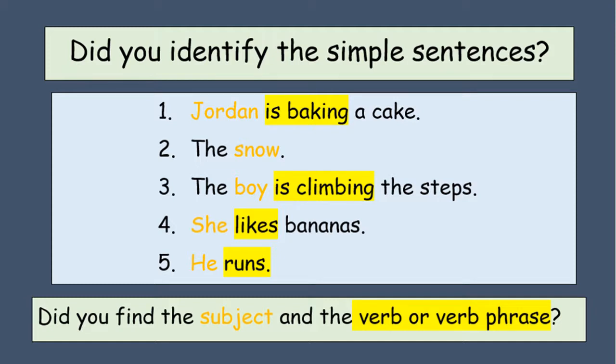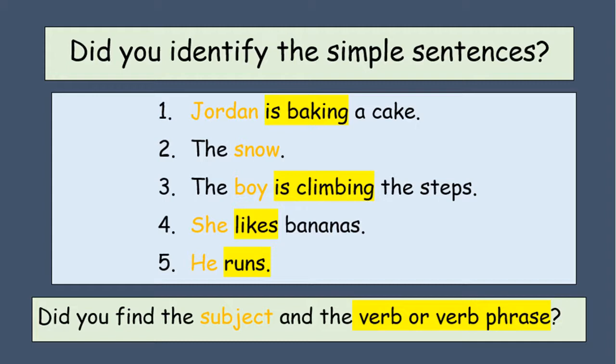Let's have a look at number 2. The snow. So we can see the subject here is snow, but can we see a verb or a verb phrase? No, it hasn't got one, so it can't possibly be a simple sentence.